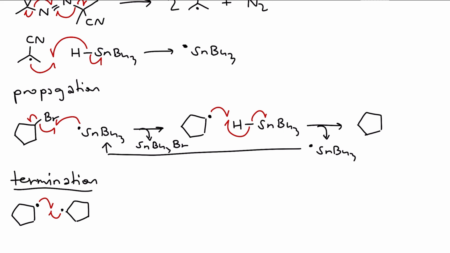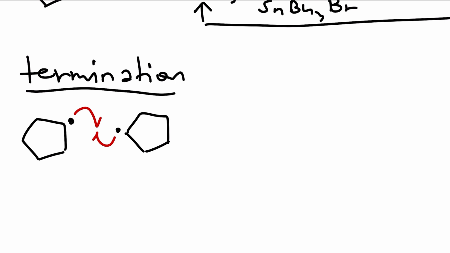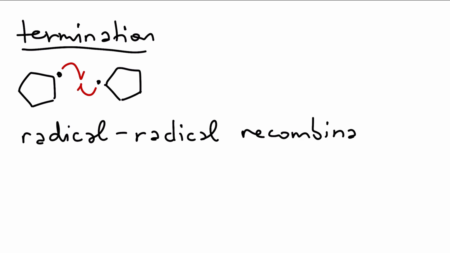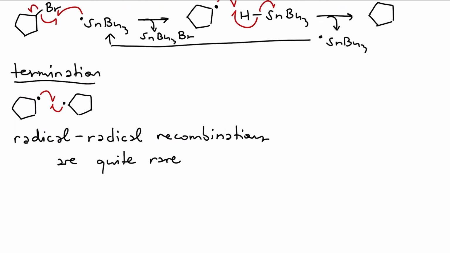Furthermore, radical recombinations are quite rare, actually. In fact, radical recombinations are quite rare compared to a radical reacting with another molecule. As in right here, a radical reacting with another molecule happens very often, more often than radical recombination. So yeah, that's pretty much all I want to talk about today about radicals. Thank you for watching.